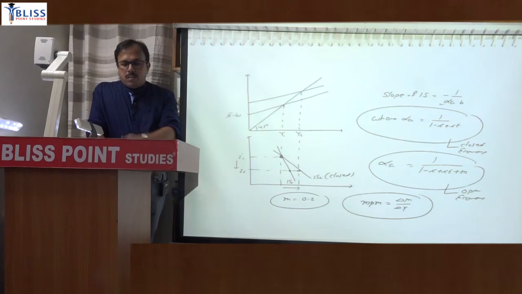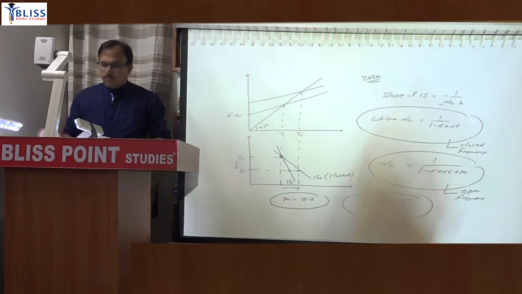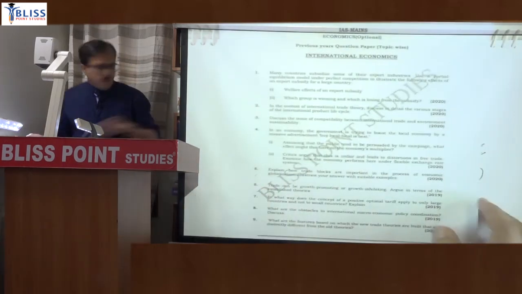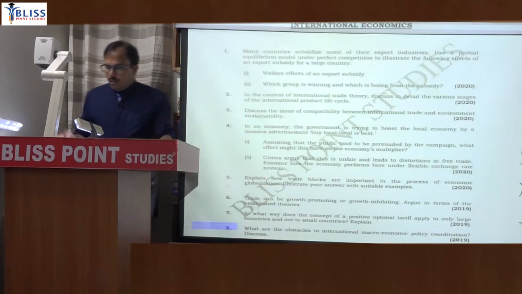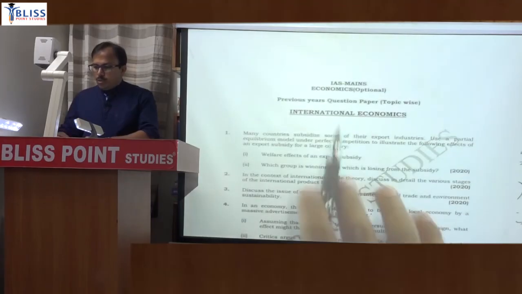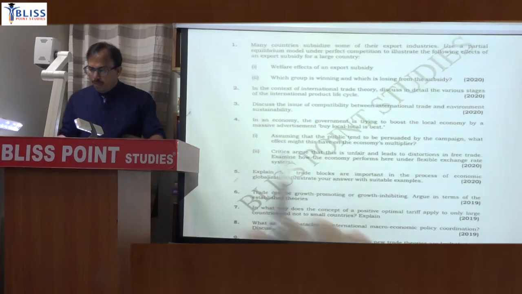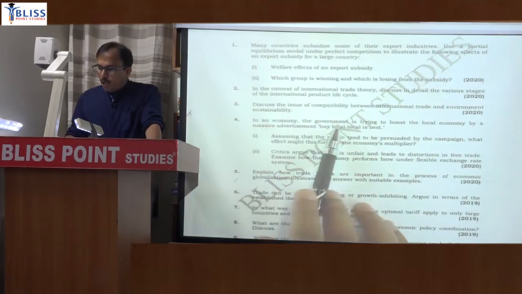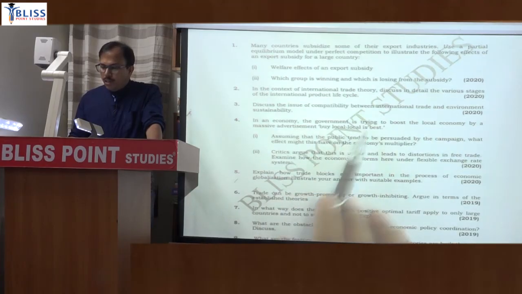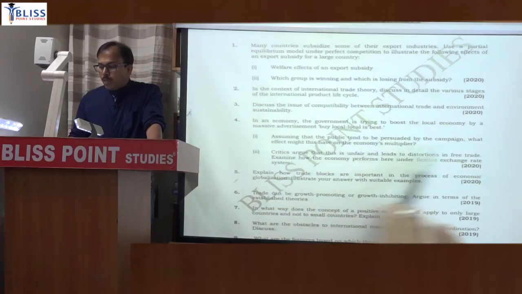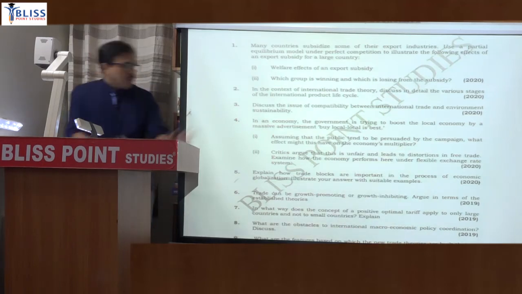Now given that, I read this question of 2020, question number 4. It is there in your topic-wise question of international economics, including the previous year question of 2020. In an economy, the government is trying to boost the local economy by a massive advertisement, buy local, local is best. Assuming that the public tend to be persuaded by the campaign, what effect might this have on the economy's multiplier? So what effect will it have on the economy's multiplier?